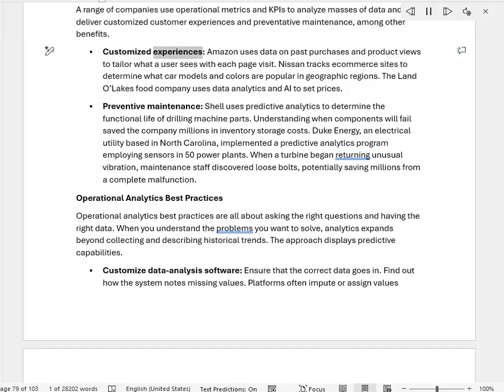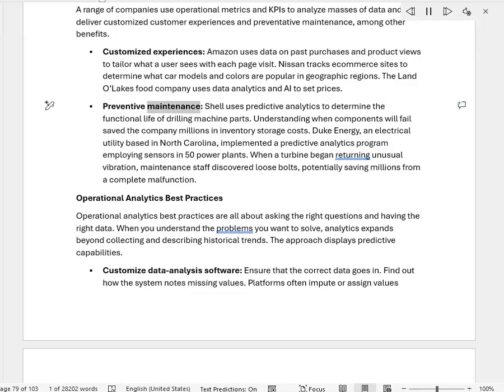Customized experiences. Amazon uses data on past purchases and product views to tailor what a user sees with each page visit. Nissan tracks e-commerce sites to determine what car models and colors are popular in geographic regions. The Land O'Lakes Food Company uses data analytics and AI to set prices.